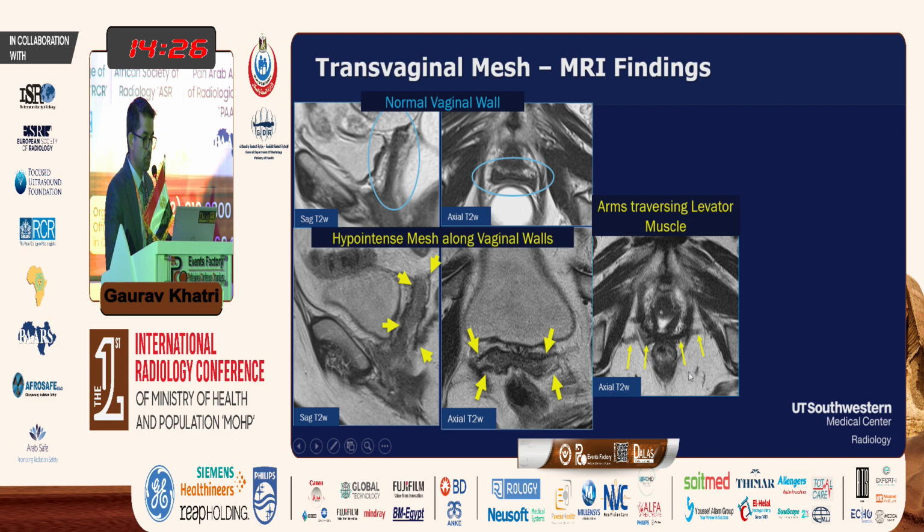When you keep looking at this, as I mentioned before, this is the puborectalis muscle, and you can see the mesh arms going through the puborectalis muscle into the ischiorectal fat. So it's very important to look for the mesh going through the puborectalis into the ischiorectal fat. That's how you know this is mesh, okay?